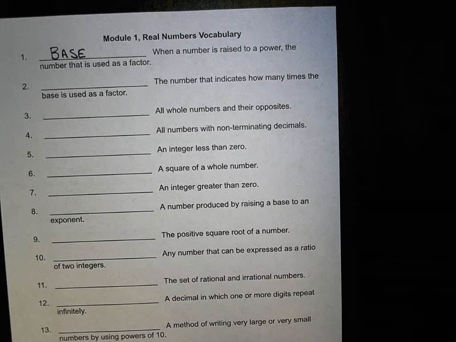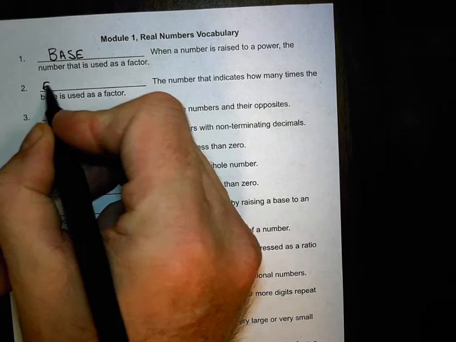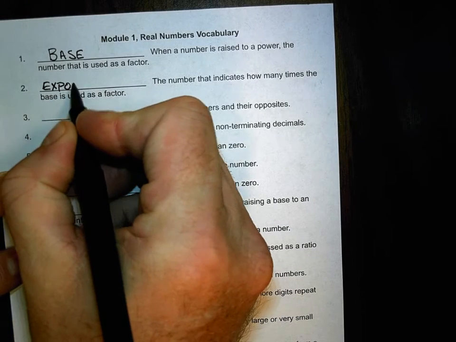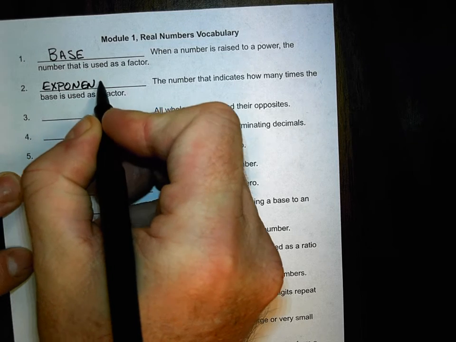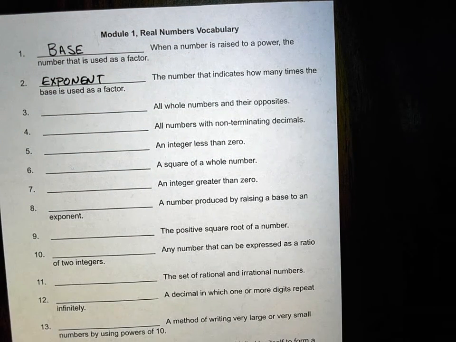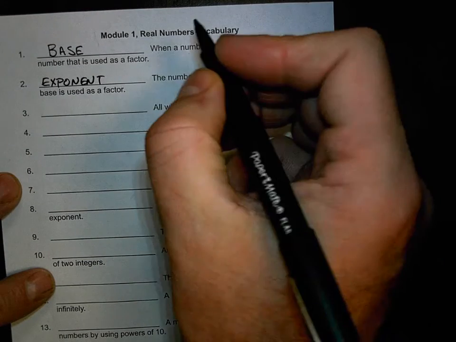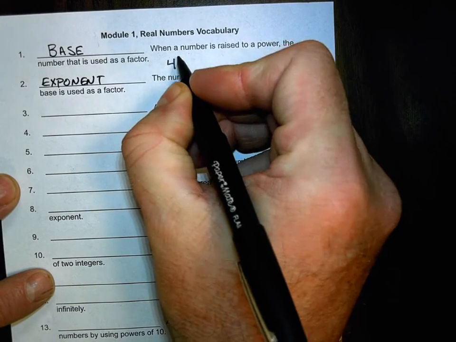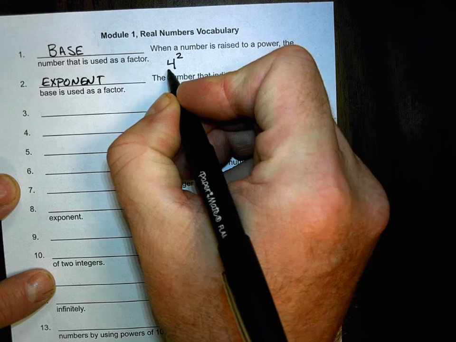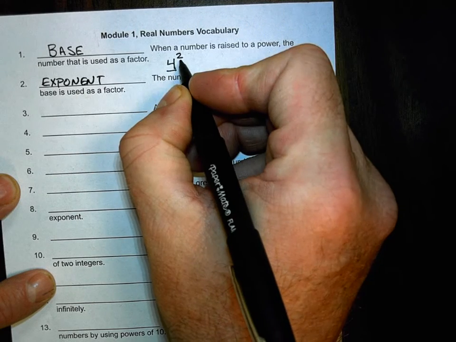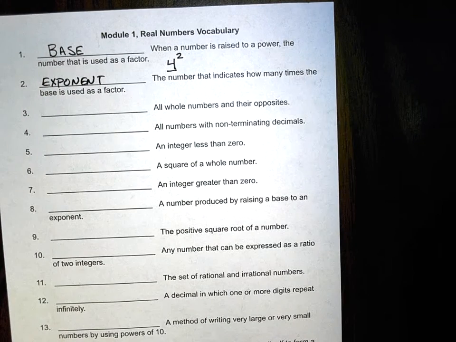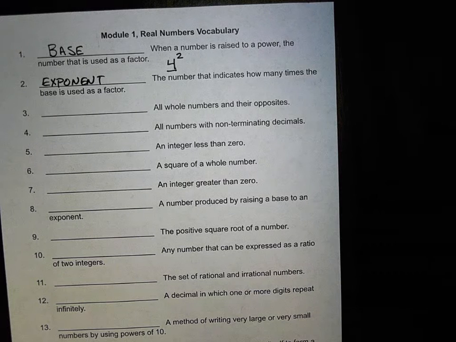The exponent. That's the number on top of it. And what I'm talking about is if I write 4 squared, this is the base, and this is the exponent. So 4 is the base, and 2 is the exponent. Does that make sense?